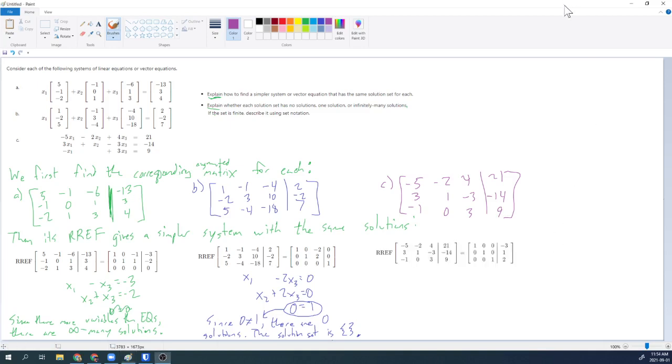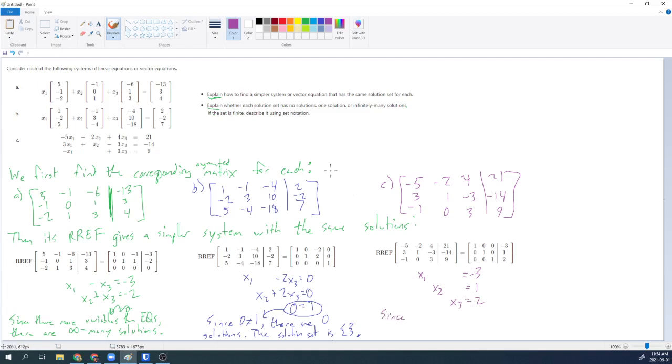All right, and here we have from the technology, the reduced row echelon form of the matrix tells us the simpler system. X1 has to be -3, X2 has to be 1, and X3 has to be 2. Now in this case, we are told exactly what all the variables have to equal.